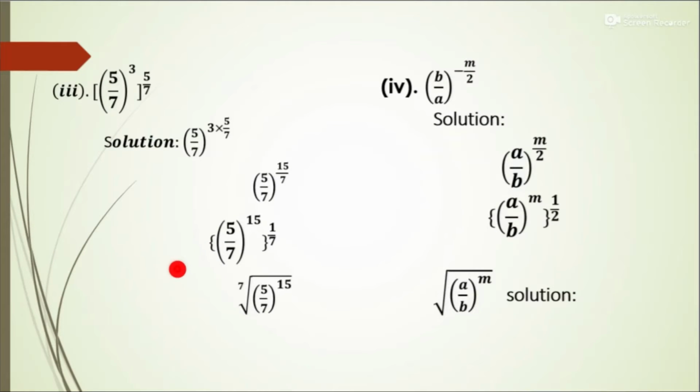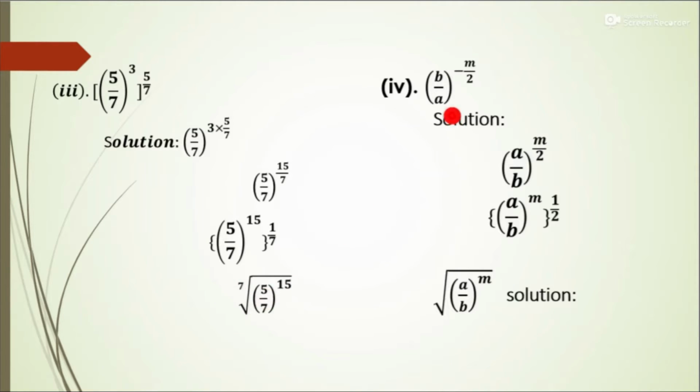Now we can change again, 5 upon 3, and the power of 3 stays the same. Now we can multiply first 3 into 5 upon 7. Now 15 upon 7. So we can write 5 upon 7 into 15. So 1 upon 7 is equal to the root of 7 to the power 7. This is the radical form.